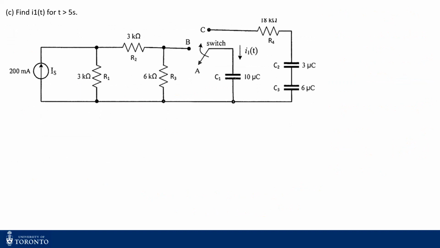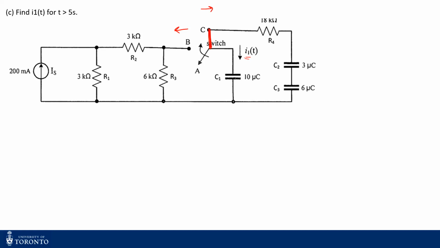Now you have to find I1(t), which is the current through C1 for t greater than 5 seconds. Remember at t equals 5 seconds, your switch has been moved to position C. So that's your circuit. Now the entire circuit on the left hand side is disconnected, so you just have to consider the circuit on the right hand side. Remember, you have to find I1(t) for t greater than 5 seconds.